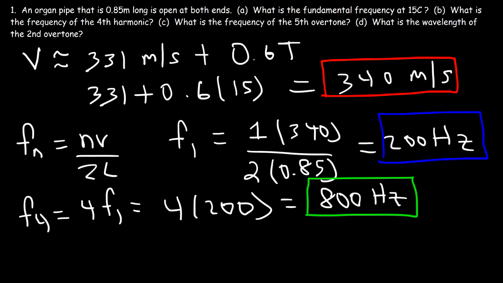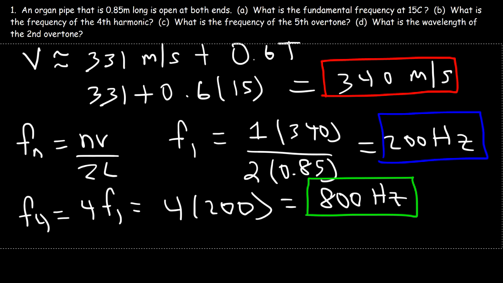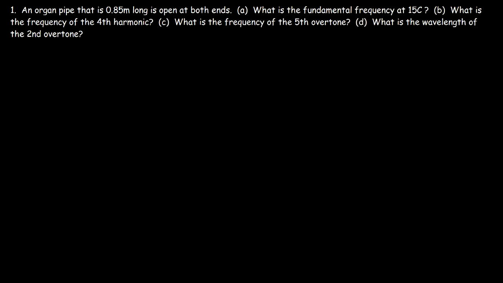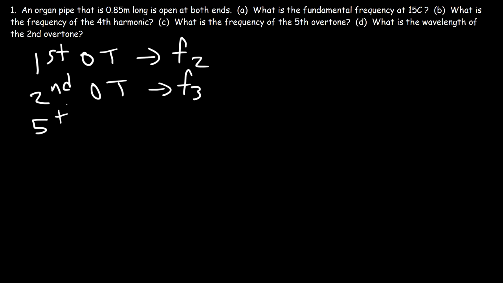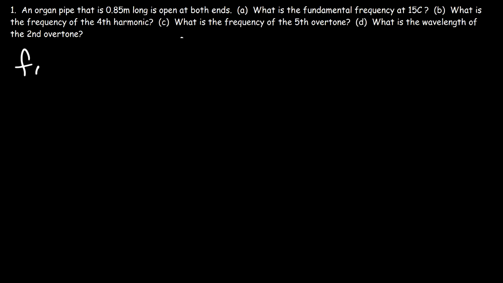Now, part C, what is the frequency of the fifth overtone? So how can we find that answer? Now, you need to know that the first overtone, I'm going to use OT for overtone, represents the second harmonic, or F2. The second overtone corresponds to the third harmonic. And so the fifth overtone corresponds to the sixth harmonic. So we're looking for the frequency of the sixth harmonic. So that's going to be F6, which is 6 times the fundamental frequency, or 6 times 200, which is 1200. So that's the frequency of the fifth overtone.